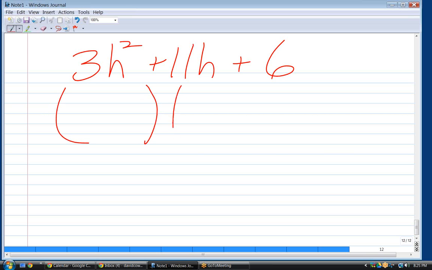Now, this type of problem is significantly different. Because I'm not going to be able to split it up into h and h. What will I split it up into? Well, one of these has to be 3h, and one of them has to be h. The only requirement is that when I multiply them back together again, they have to be 3h squared.